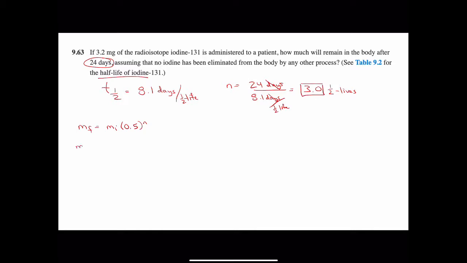Therefore, I can start plugging numbers into my equation. So my final mass of iodine-131 is going to be equal to the initial mass, 3.2 milligrams, multiplied by a half to the power of the number of half-lives, which is 3.0. And when I plug that into my calculator, I get that the final mass of iodine-131 remaining after 24 days, or 3 half-lives, is equal to 0.40 milligrams.